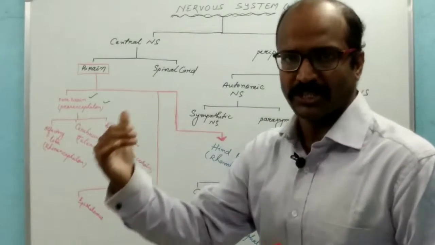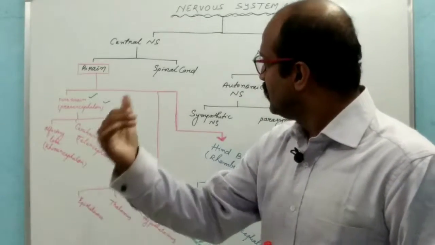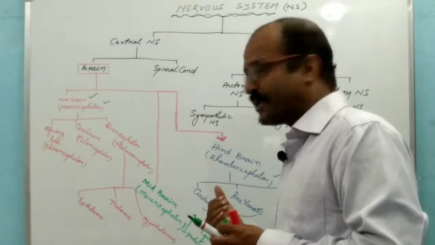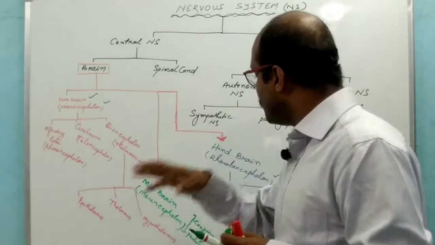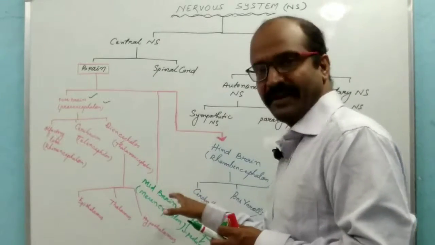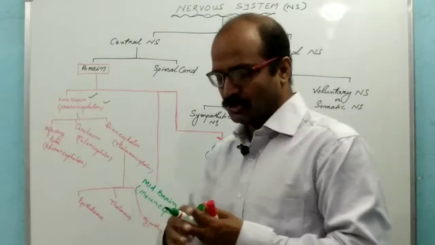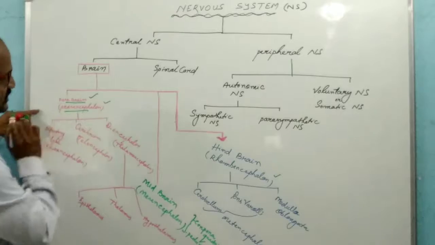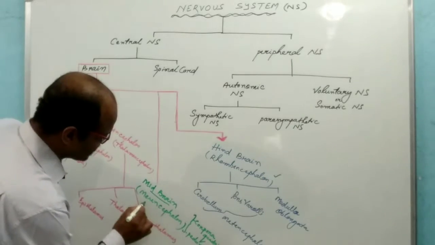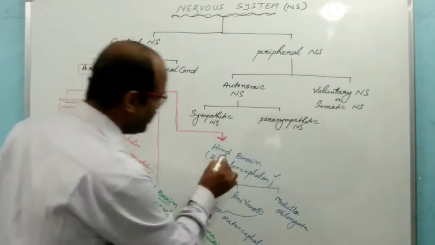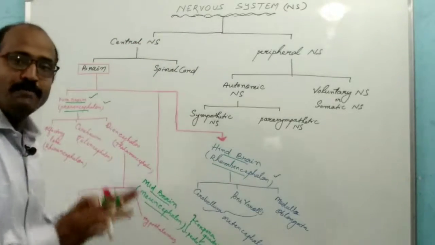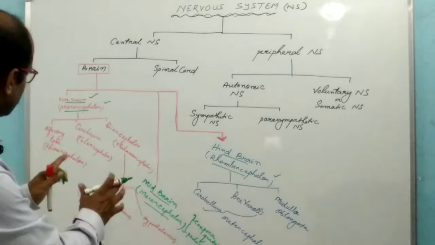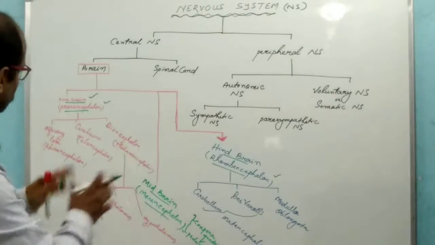The anterior portion is known as the forebrain, the posterior portion of the brain is known as the hindbrain, and the middle portion of the brain is known as the midbrain. So the forebrain is known as the prosencephalon, the midbrain is known as the mesencephalon, and the hindbrain is also known as the rhombencephalon. It is very important to memorize all these different parts of the brain.